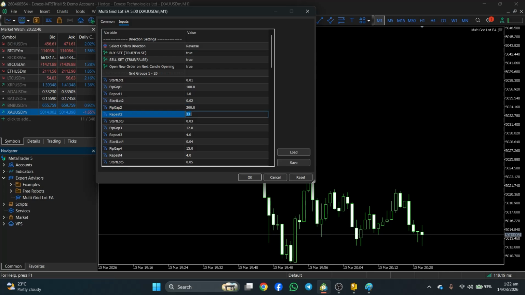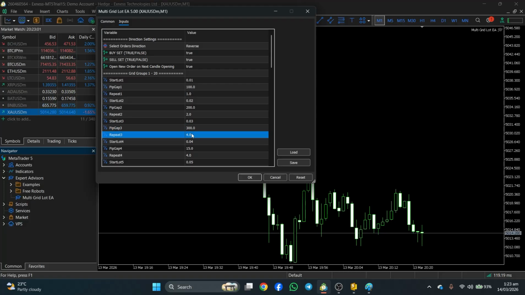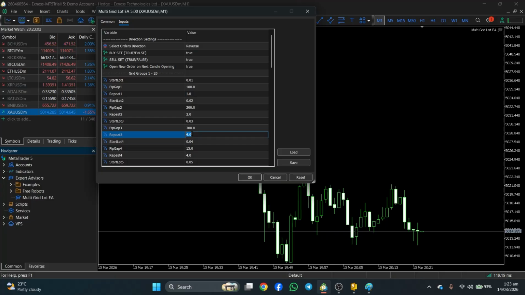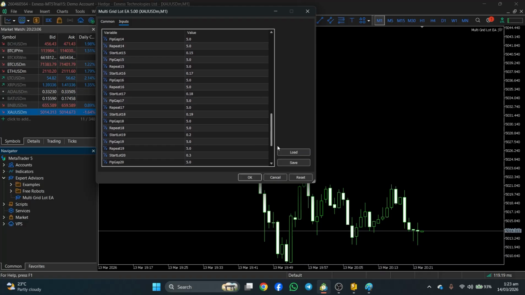And how many trades do I want with this setting? I want two trades with this setting. After that we will set 0.03, and I will write a gap here of 300 pips, and repeat number of trades. I want three trades with this setting. Okay, so now I will move down.